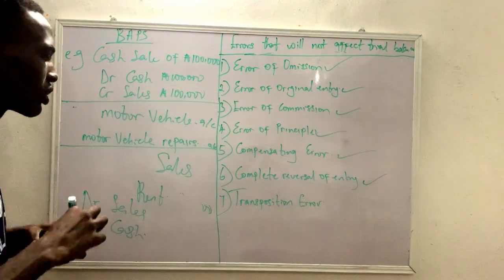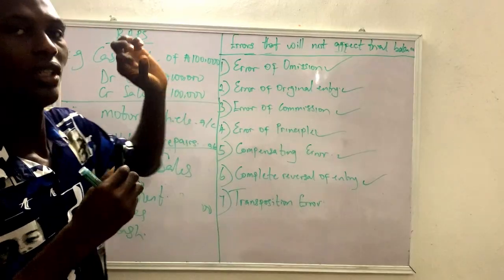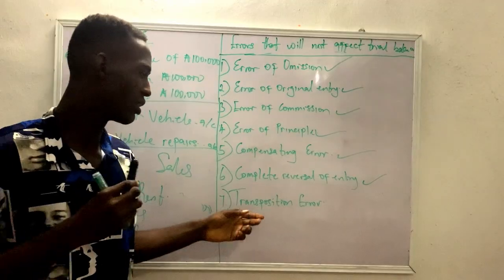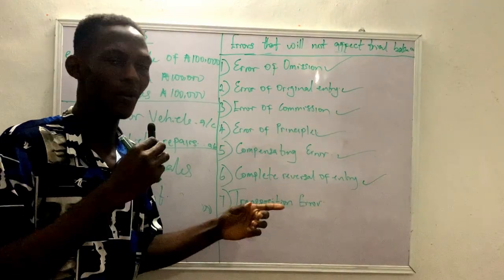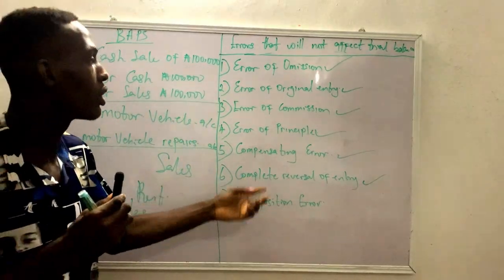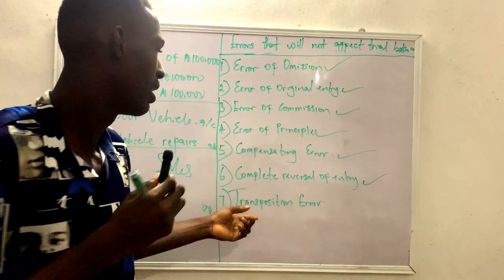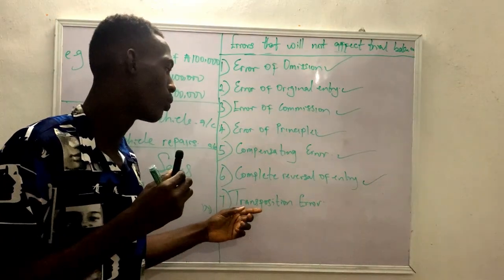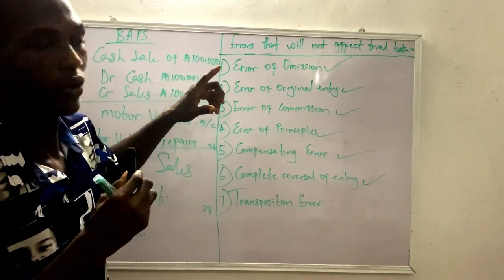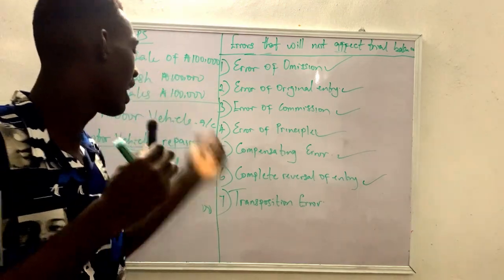Now, transposition error. Transposition error is synonymous, if not the same, with error of original entry. But what's the difference? Transposition error is the type of error whereby a wrong amount is also recorded, but this wrong amount is not from the original entry, that is, it is not from the subsidiary book or source document. This type of error occurs when we are recording in what? In our ledger, while error of original entry occurs when we are recording from our source document or our day book. That's the difference.